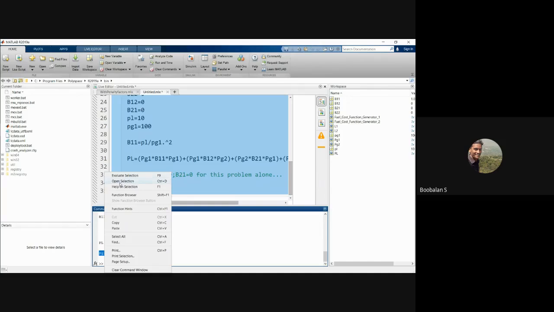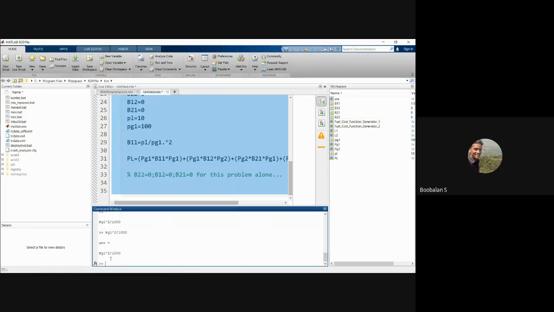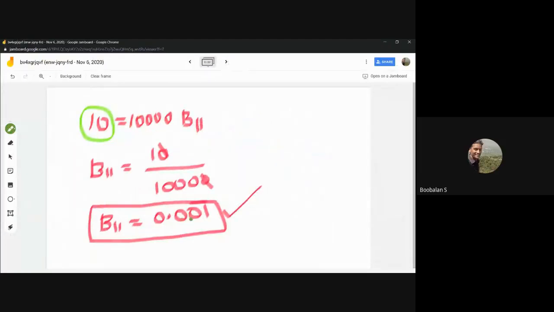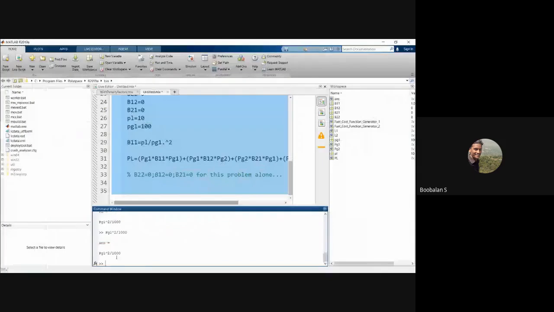Let's evaluate it. It's now coming like this. So the total PL equals what value? 0.001, right? Since I have 10,000 here, 10,000 divided by that becomes 0.001. Am I correct? Please check it, because it's come in the form of ratio: PG1 square divided by 10,000, and written as a float it is 0.001. Am I correct? Yes. Please check that.